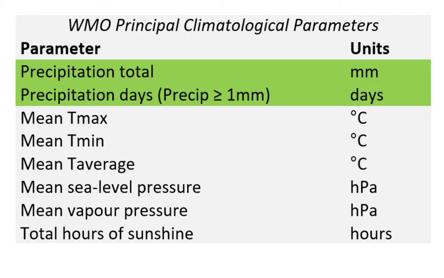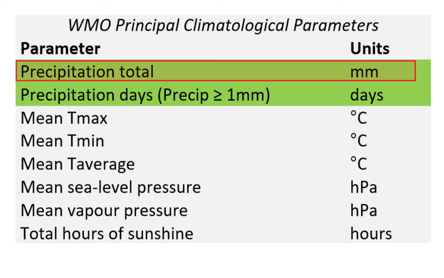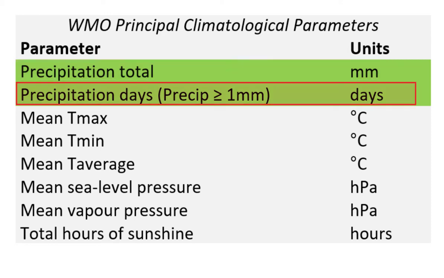WMO distinguish between principal and secondary parameters. The 8 principal parameters include rainfall totals and the number of rain days. These principal parameters are all essentially averages, but it is important to recognize that climate variability is normal. This aspect must be included, and particularly for precipitation.